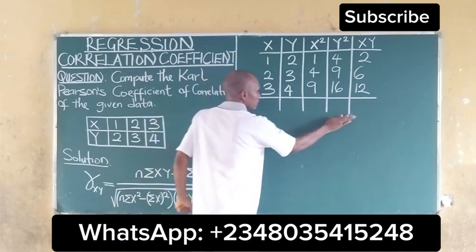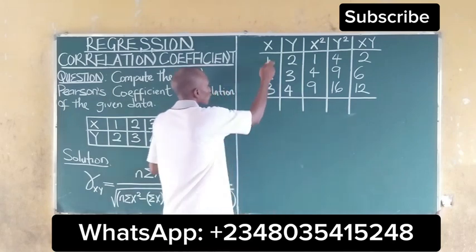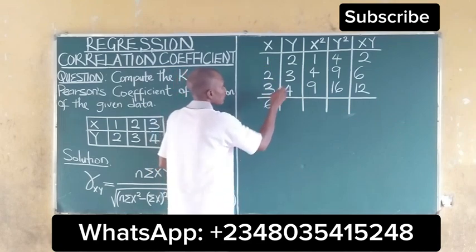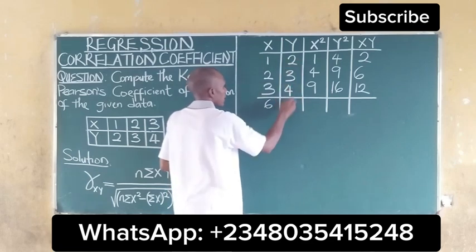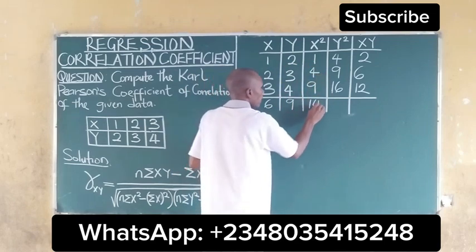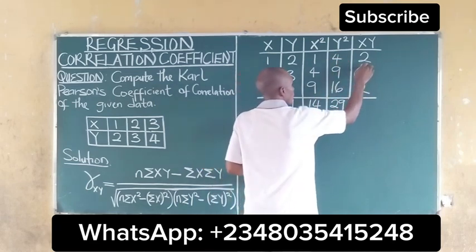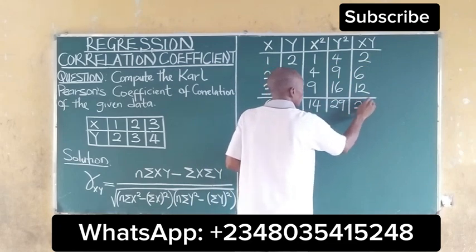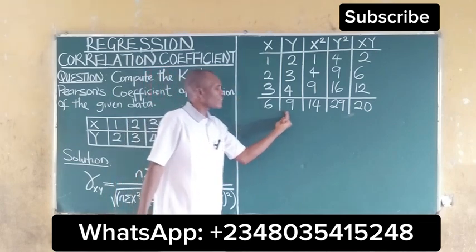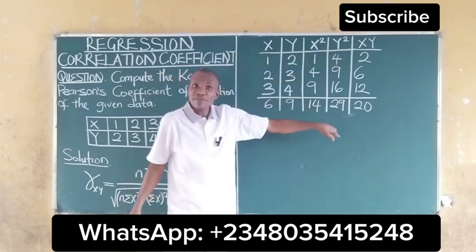Now we'll find the totals. 1 plus 2 is 3, 3 plus 3 is 6. For y, 4 plus 9 is 13, plus 16 is 29. For x squared, 1 plus 4 is 5, plus 9 is 14. For xy, 2 plus 6 is 8, plus 12 is 20. So these are the sum totals for all of the variables we have gotten from this table.